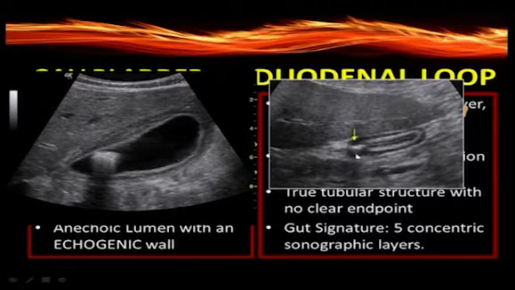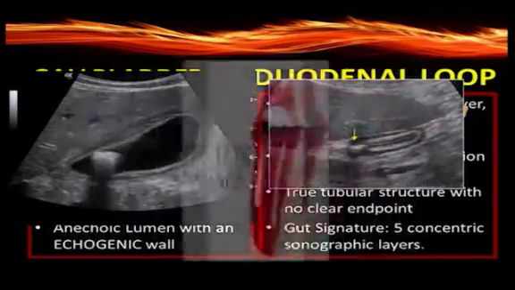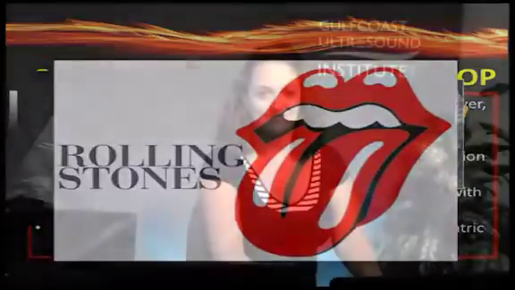Do not confuse shadowing from air, which will cast a dirty shadow, with a clean shadow, a direct shadow posterior from a true gallstone. Now, when you're really still confused, you can use changes in patient's positioning to demonstrate the rolling stone sign. Not those rolling stones. We're talking ultrasound here.